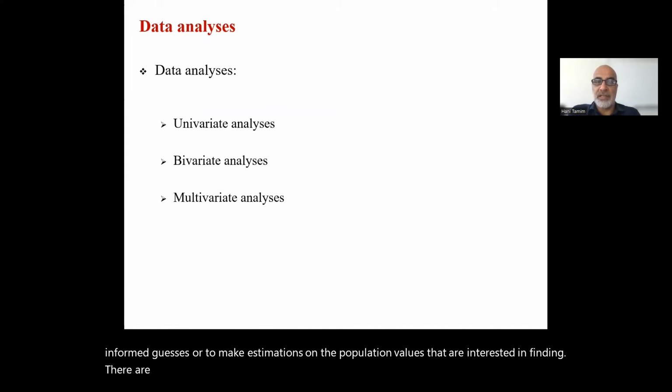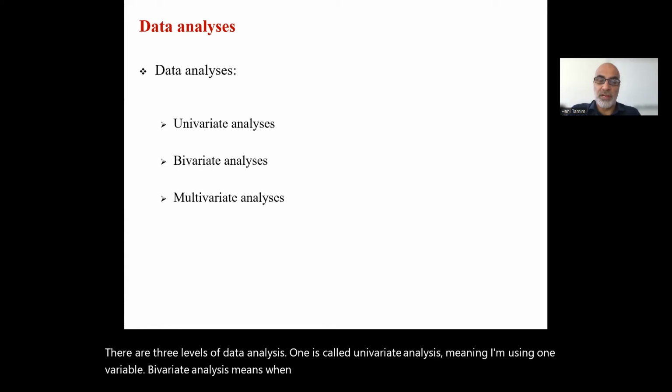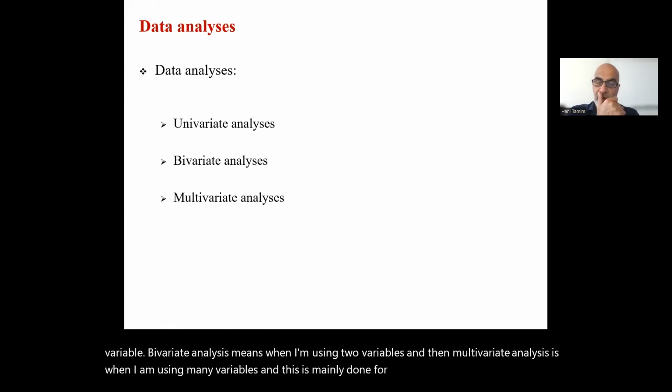There are three levels of data analysis. One is called univariate analysis, meaning I'm using one variable. Bivariate analysis means when I'm using two variables. And then multivariate analysis is when I am using many variables, and this is mainly done for control of confounding.